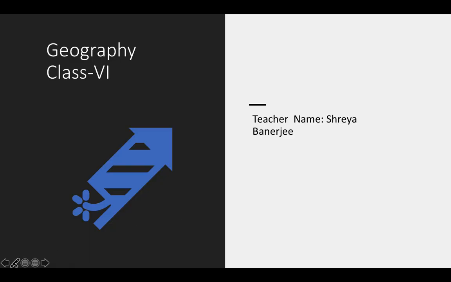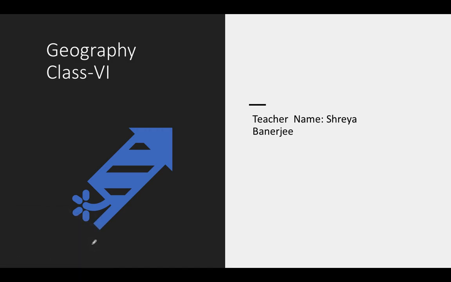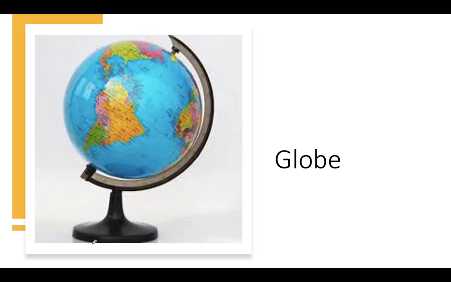Today we are going to learn about globes and maps. The first topic, the first thing you have to understand, is the globe. Here you can see the picture of a globe. Most of you have seen a globe in your school or in your home or in your neighboring areas.